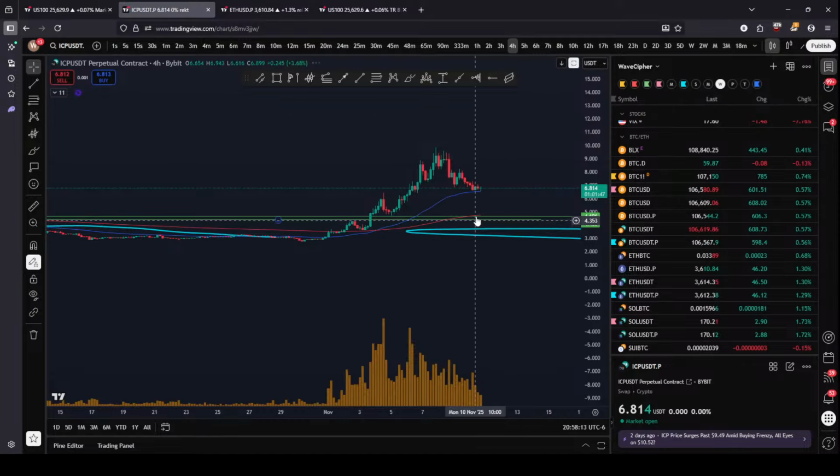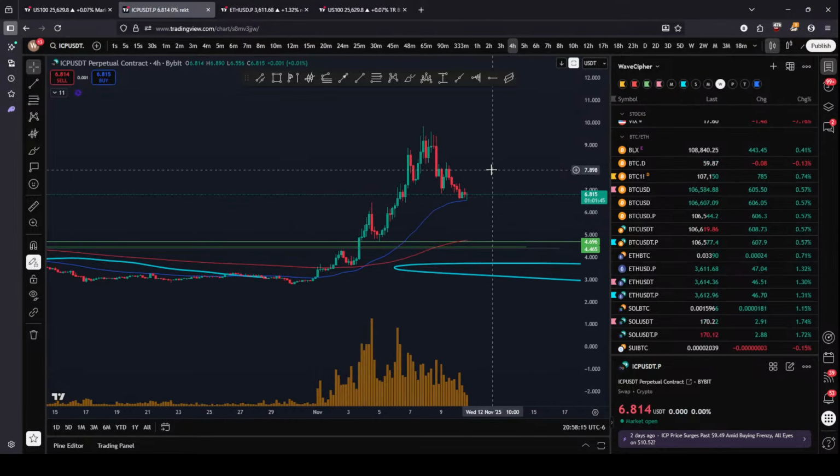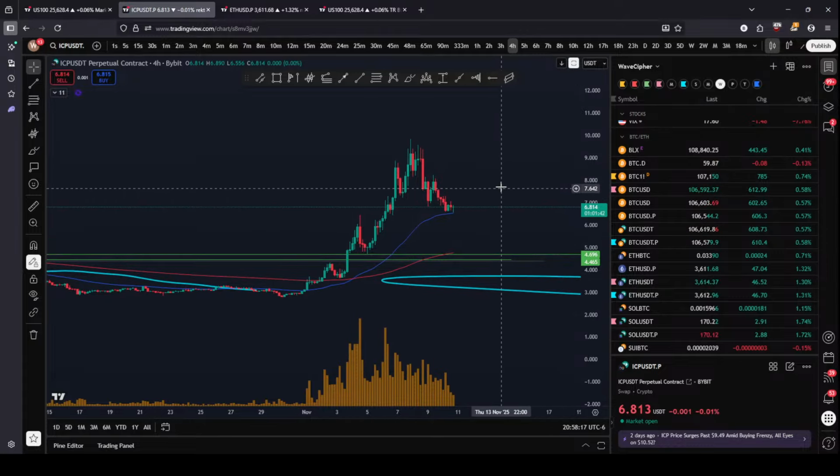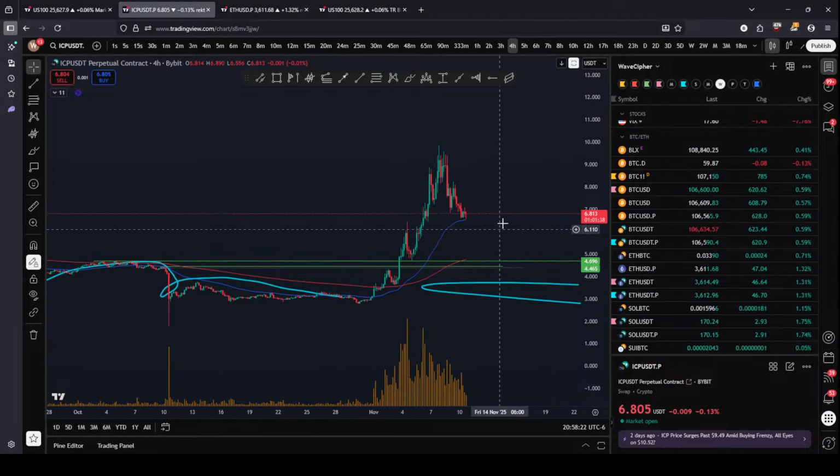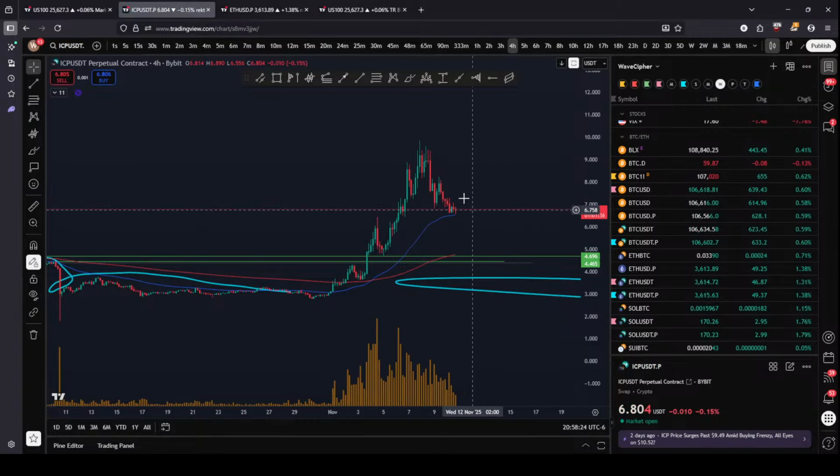Let's look at the 4 hour here. Okay, a little bit of a warning sign here. We've broken the 4 hour bearish. So our daily is still bullish, so it does create a little bit of an opportunity for us to flip the 4 hour back bullish.